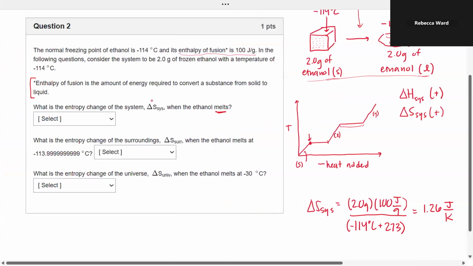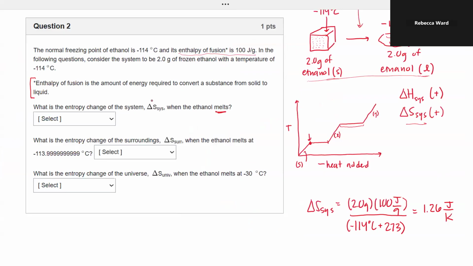Okay. And so that makes sense, right? That's positive. We predicted that it would be positive. The system is increasing in entropy. Next question, what is the entropy change of the surroundings?